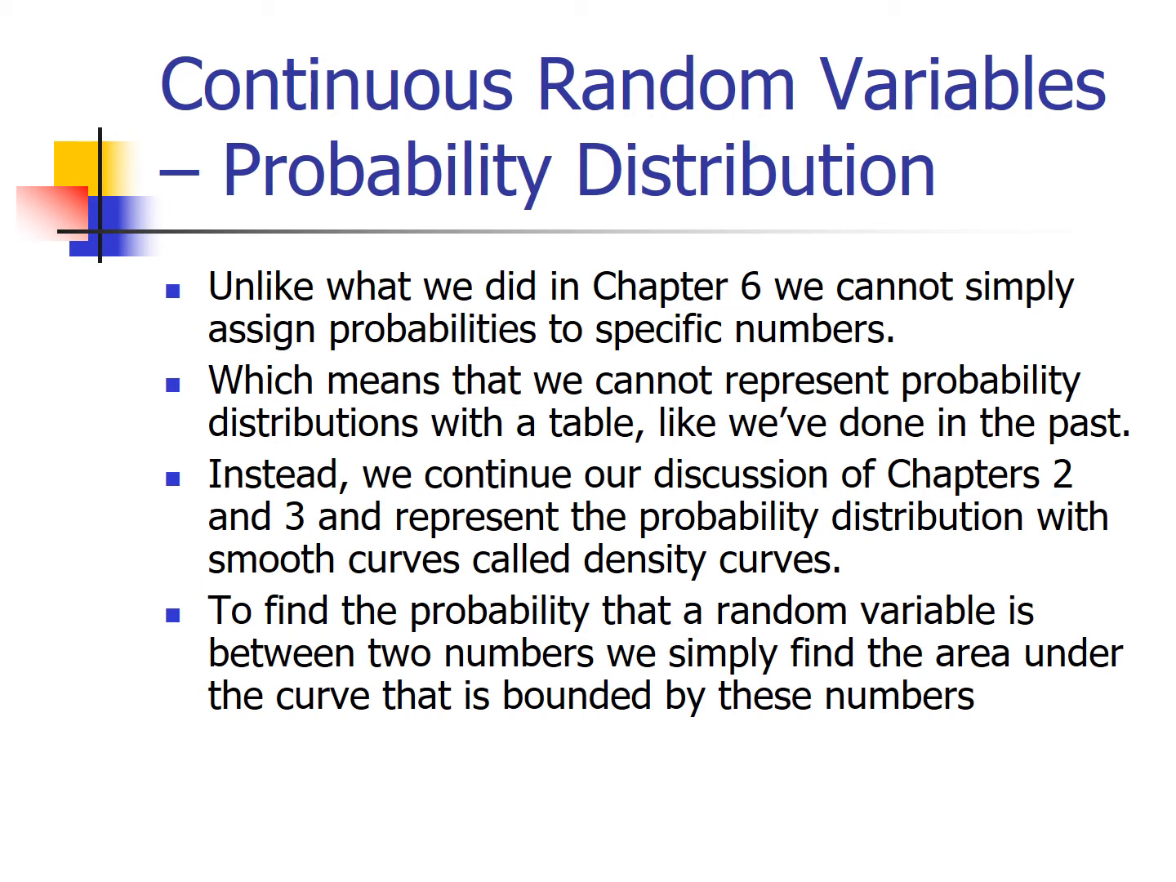Whereas we might use tables or the histogram type approach for probability distributions for discrete random variables, we have to instead draw smooth curves that will represent the probability distribution of a continuous random variable. And in this situation, the probability that a random variable is between two numbers is going to essentially just be the area under the curve that is bounded by these two numbers. It's a very abstract idea, but it will become more clear, I promise you, as we work through some examples, which we will do very soon.